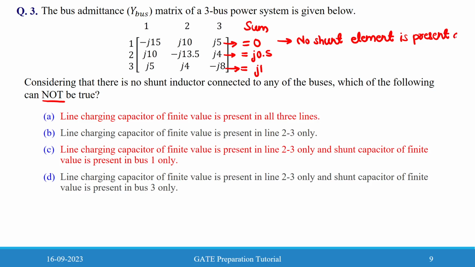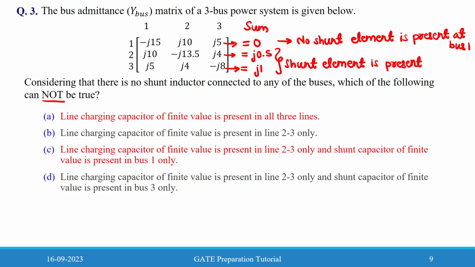it means no shunt element is present at bus 1, or no shunt branch is present at bus 1. And you can see here, the value is coming as non-zero. That means a shunt element is present at bus 2 and bus 3. So remember this: if it is coming 0, it means no shunt element is present at the bus.